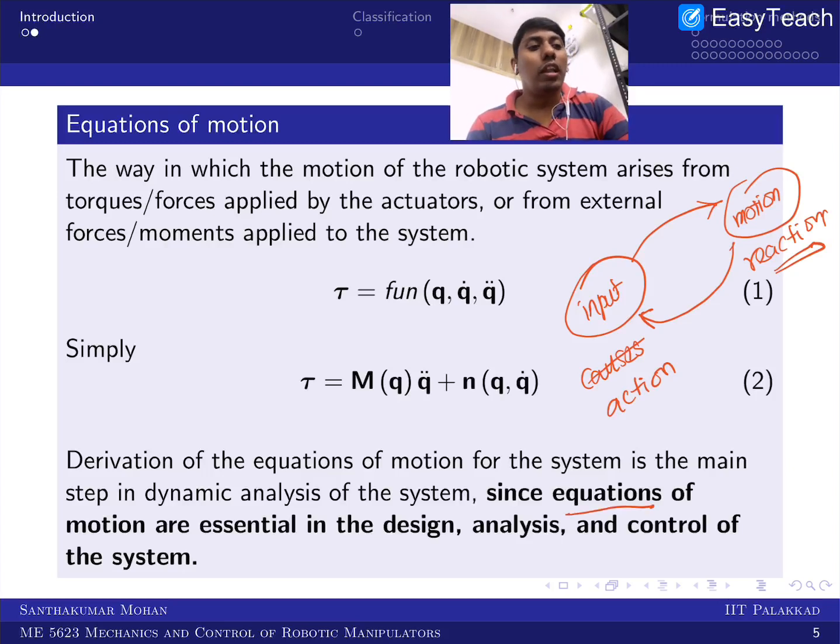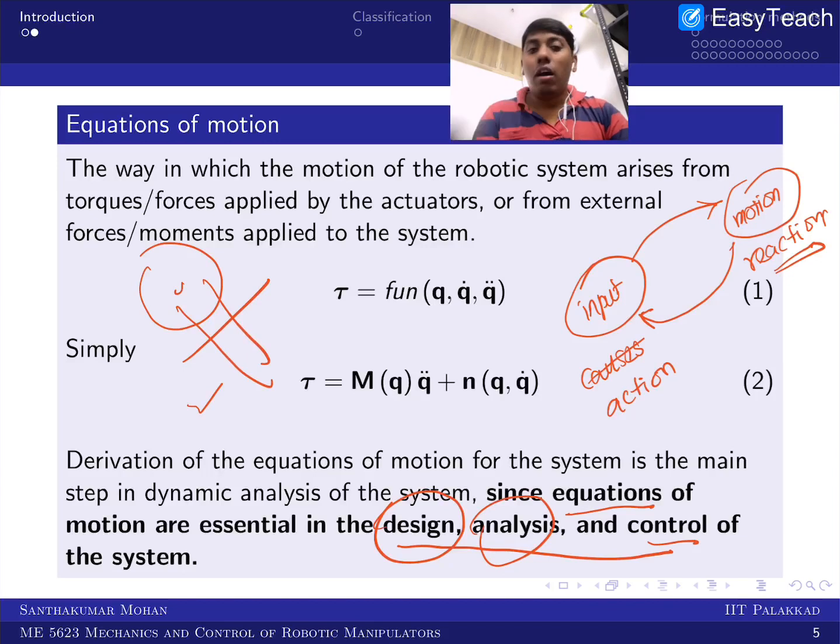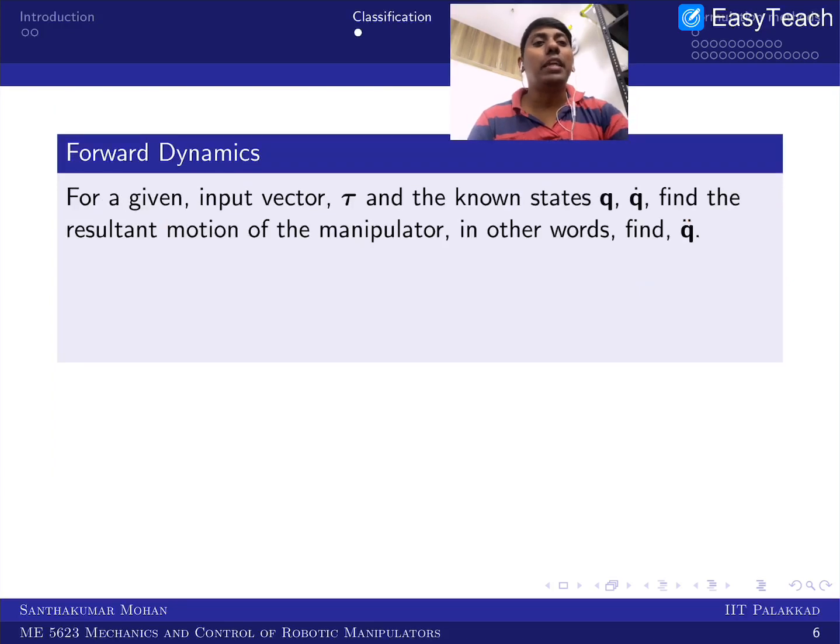All this is definitely required for designing the individual components as well as designing the controller. Even further, if you go to a mobile robot, you will use it for navigation or guidance systems. So this particular equation of motion is important for the design, analysis, and control of this system. As I already mentioned, the mapping can be done. For right now, I am saying that tau is known. The input is known, and I am trying to see what will happen.